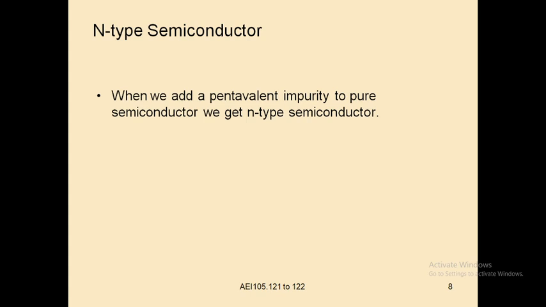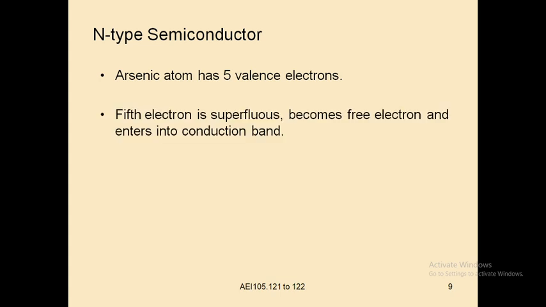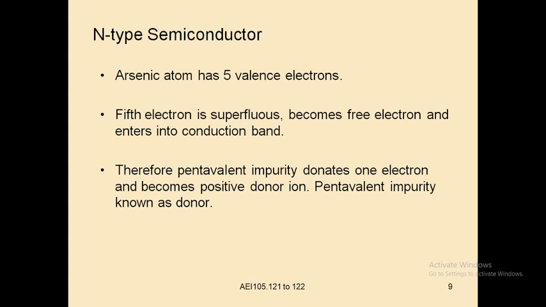When we add pentavalent impurities to a pure semiconductor, we will get N-type. Here I am taking pure silicon and I have taken arsenic as impurity. Now I am adding arsenic to the pure silicon to form an N-type semiconductor. This is the way your N-type semiconductor will be formed. Here the arsenic atom has 5 valence electrons, the 5th electron is superfluous and becomes a free electron and enters the conduction band. Therefore, pentavalent impurities donate 1 electron and become positive donor ions. So we can call a pentavalent impurity a donor.